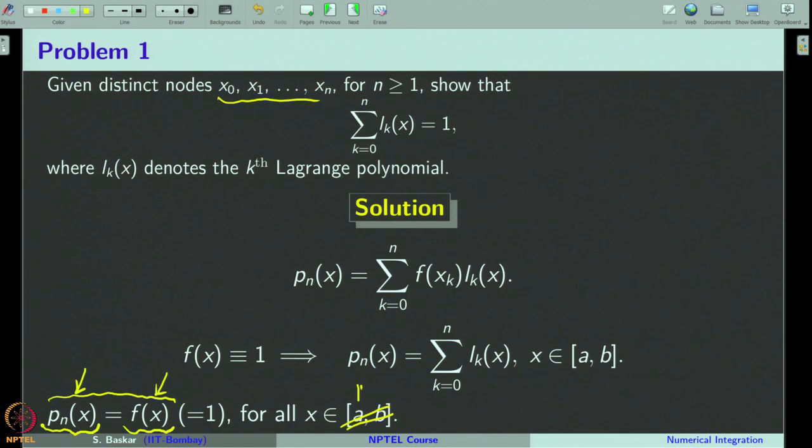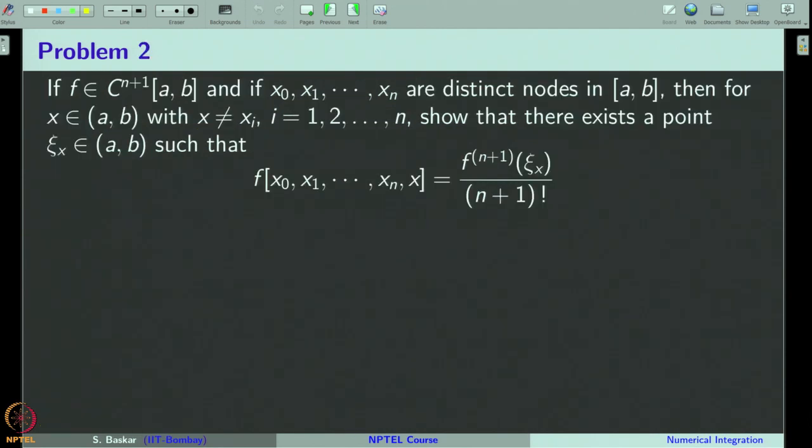In fact, you can say for all x in R, and thus you can see that the left hand side is precisely equal to 1. This is what we want to show in our problem, right? Therefore, you choose any n plus 1 nodes, and if you sum all the corresponding Lagrange polynomials at any real number x, then you will end up getting the value 1 only. So, that is an interesting and also important result. Let us pass on to our next problem.